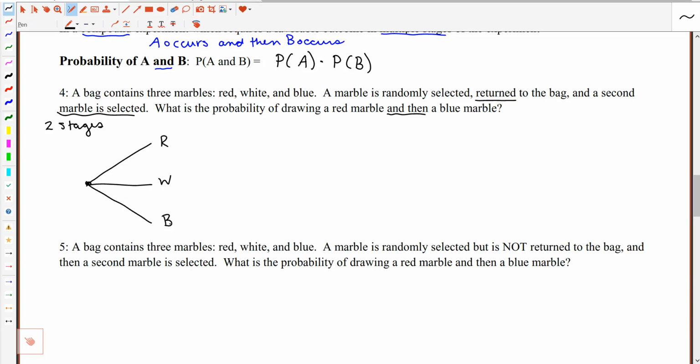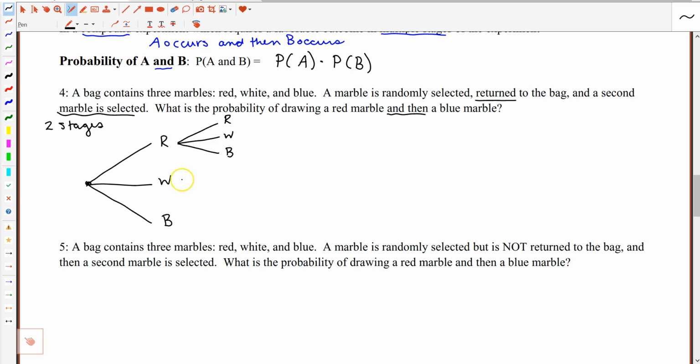You're going to observe what that marble is that you pulled out, and record it somewhere. Then that marble is going to be put back in the bag. You're going to shake the bag up, and then pull out a second marble. What are the possibilities for that second marble? It's like the experiment reset itself. All 3 marbles are back in the bag, and you're going to pull another marble out. It could be red, it could be white, it could be blue.